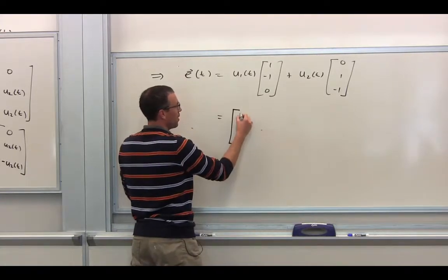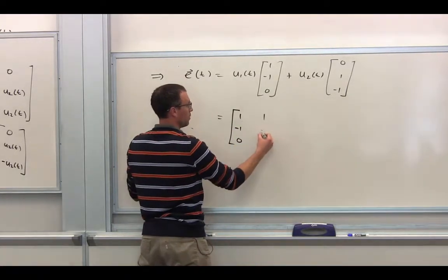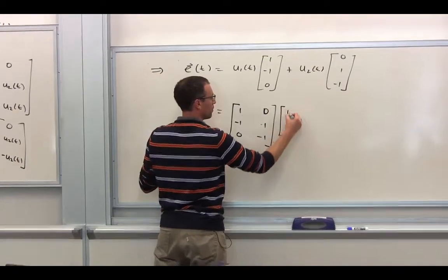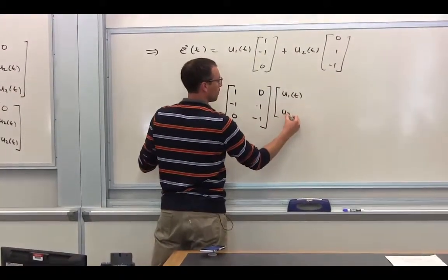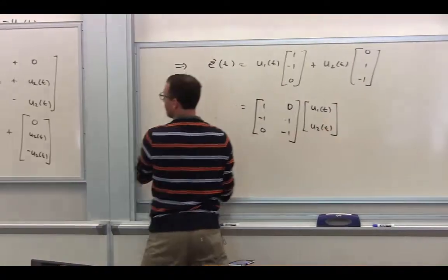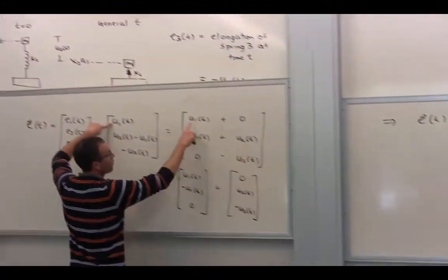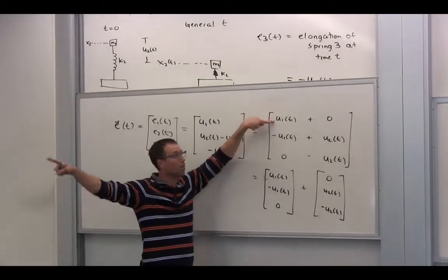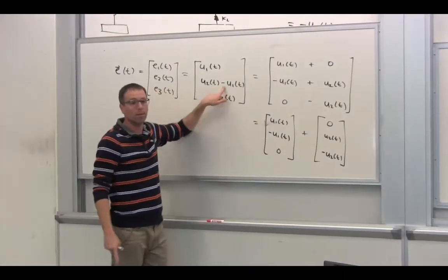What are the columns of my matrix? You tell me, where did I get these from? Where did I get the positive 1 right there? Where did I get the negative right there?